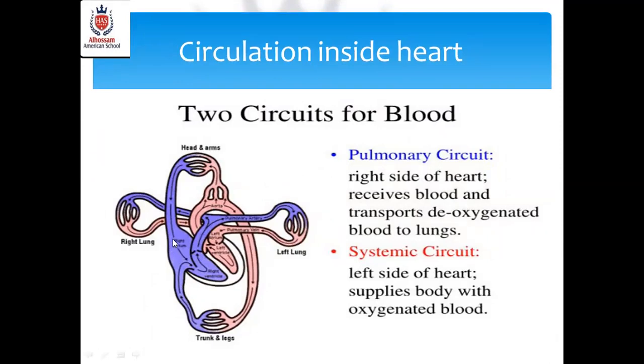Pulmonary circulation is between the right atrium, then the right ventricle, pulmonary artery, pulmonary vein, and then to the heart again. This is called the pulmonary circuit. The systemic circuit begins from the left atrium, left ventricle, to the aorta, then to the whole body. Take care, this is very important.